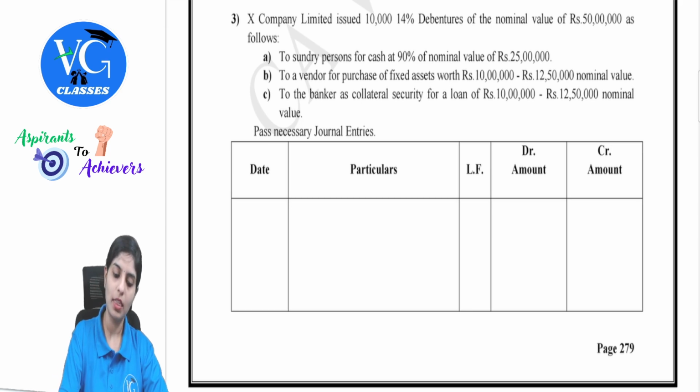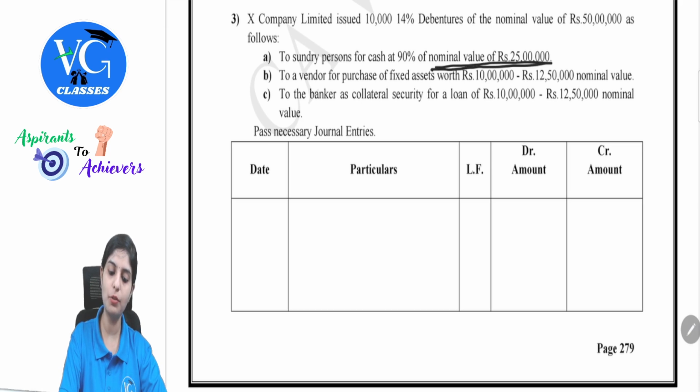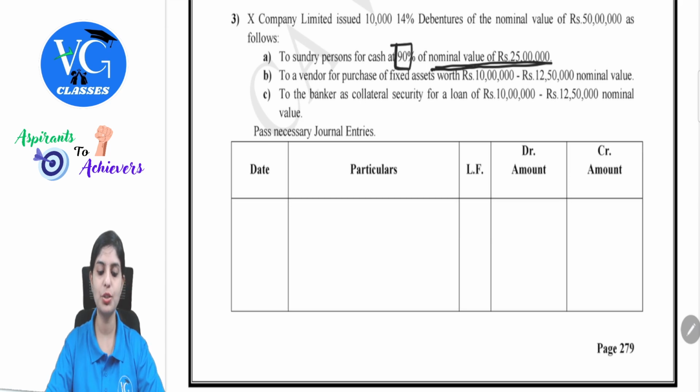That means the chunk of debentures which is representing has a nominal value of 25 lakh. You are issuing it at 90%. What does this mean? You are issuing it at discount. I hope these points are understood. Next, to a vendor for purchase of fixed assets worth 10 lakh for 12 lakh 50,000 nominal value. Again, a lesser value means it is issued at discount. To the banker as collateral security for a loan, 12 lakh 50 nominal value.